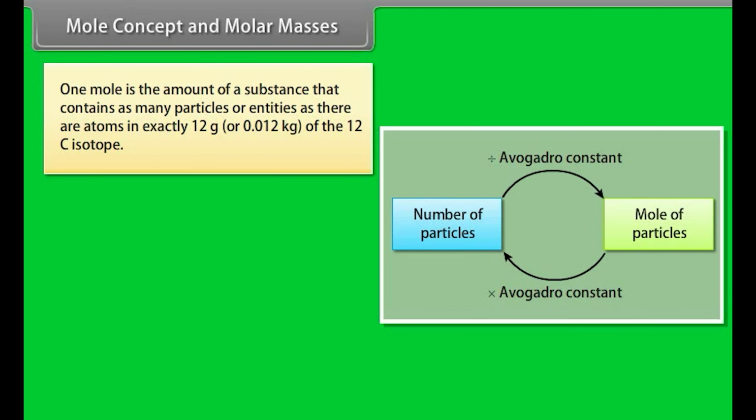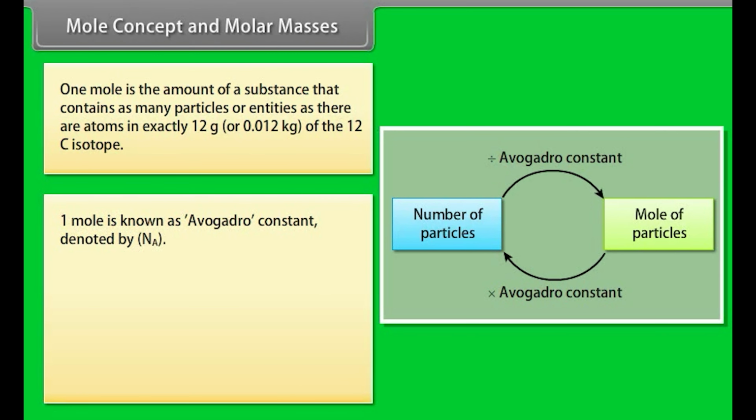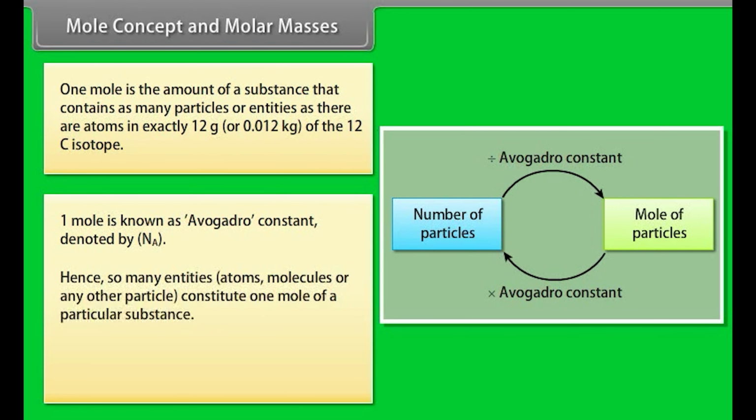Mole concept and molar masses. 1 mole is the amount of a substance that contains as many particles or entities as there are atoms in exactly 12 gram or 0.012 kg of the 12C isotope. 1 mole is known as Avogadro constant, denoted by NA. Hence, so many entities, atoms, molecules, or any other particle constitute 1 mole of a particular substance.